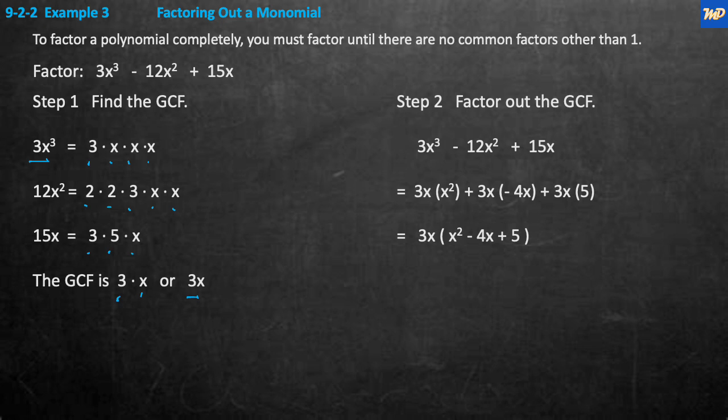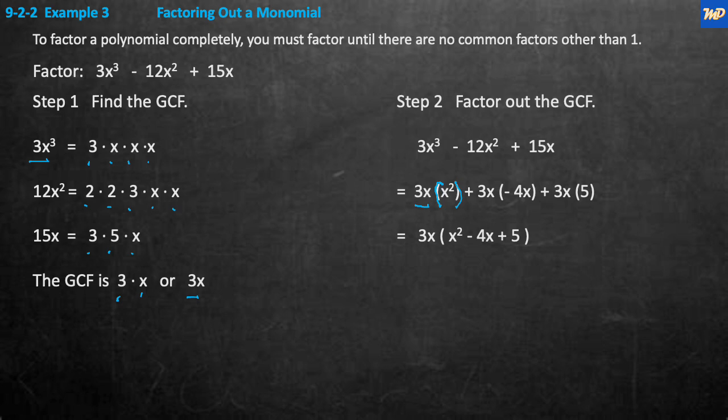So now what is step 2? It says factor out the GCF. Well, how do we do that? So let's start with the 3x cubed. We're going to write the GCF, 3x, and then we're going to bring down these parentheses here, and I'll say, what times 3x gives us 3x cubed? Well, 3x times x squared gives us 3x cubed.